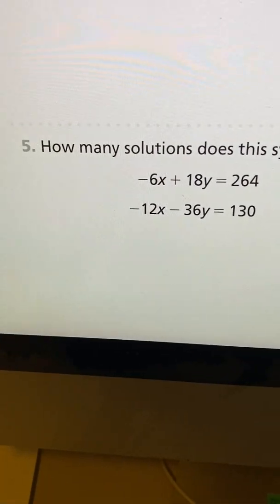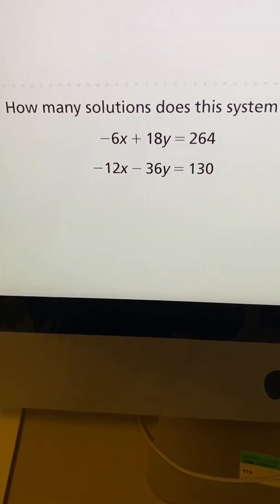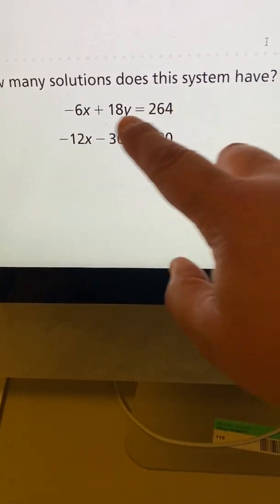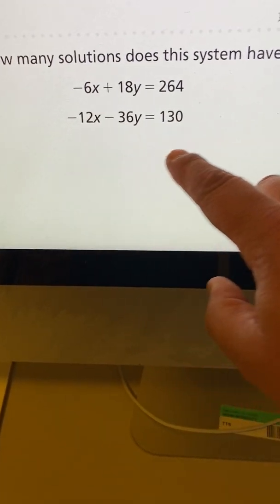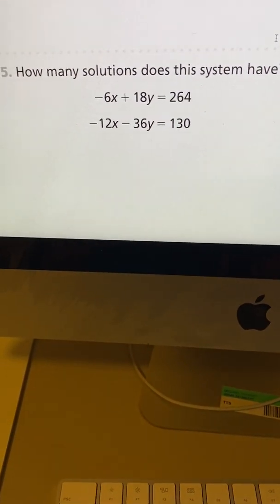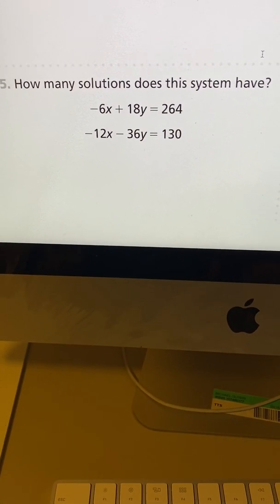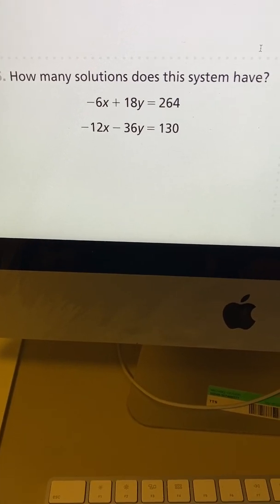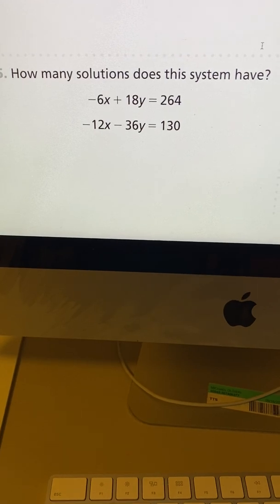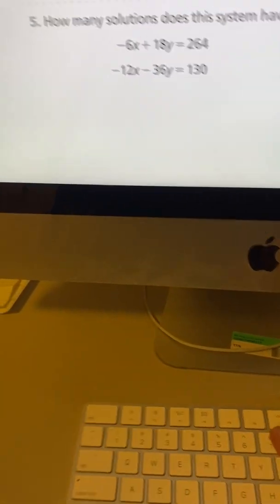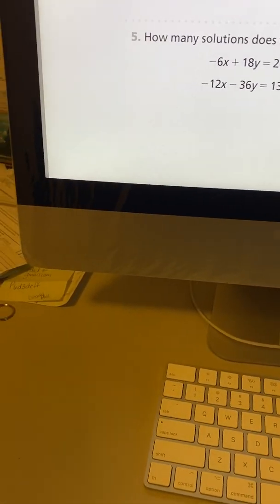Now, number 5, they give you 2 equations. You've got to isolate the y value in this. Move the -6 to the other side, divide by 18. Move the -12, divide by -36. Okay, I can look at this right now and tell you how many solutions this one has: 1. It has 1. They're not going to have the same value in front of the x. I don't even need to do the work. I know it's going to be 1, but I'm going to do it for you just because I'm a nice guy, just to show you.